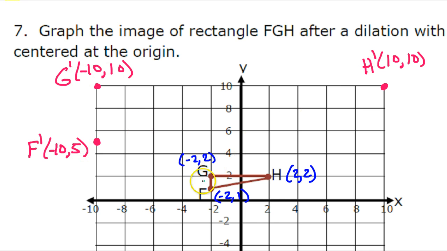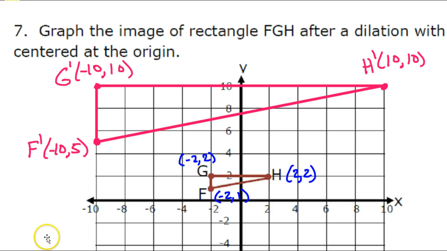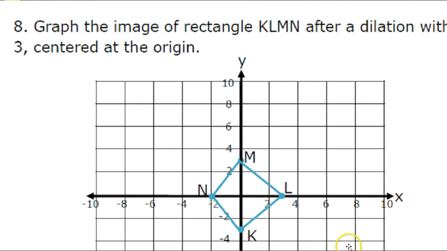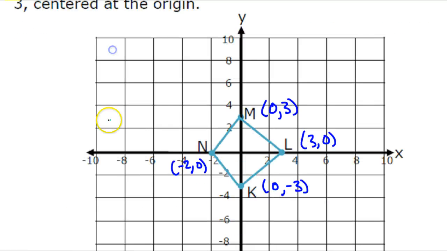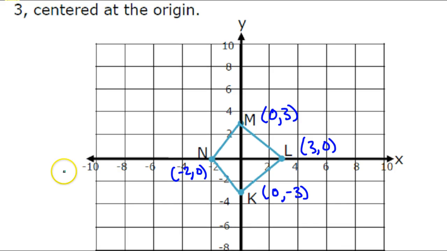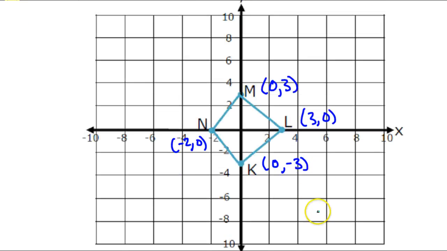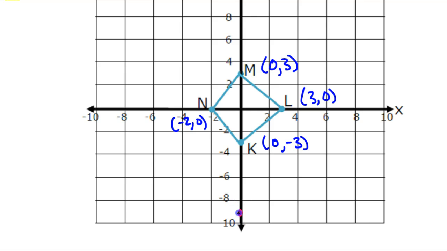All that's left is to connect the vertices. And there is your image for number 7. Okay, last one, number 8. We're supposed to find the image after a dilation with a scale factor of 3. All right, here are the original vertices. And with a scale factor of 3, that means we're going to triple all of these. So, if I triple this, that's going to be 0, negative 9. Should be right here.